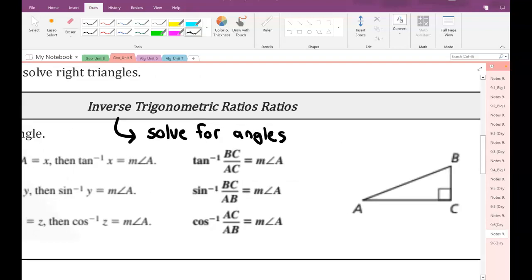Remembering that sine is opposite over hypotenuse, our SOH. Cosine is our adjacent over hypotenuse, our CAH. And then tangent, our opposite over adjacent, our TOA. So if I was trying to find the measurement of angle A, I would take the inverse tangent of the opposite side divided by the adjacent side. Again, this only works for right triangles, which is the focus for this unit. So I'm not going to try to trip you up or give you something that's not a right triangle.